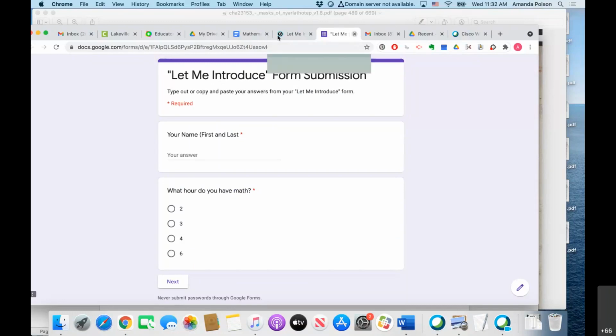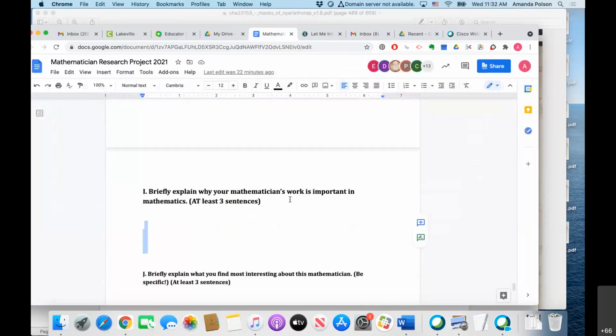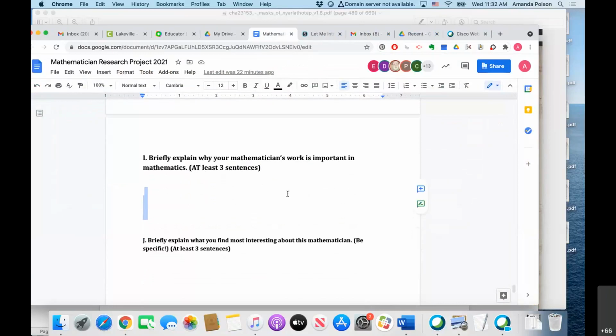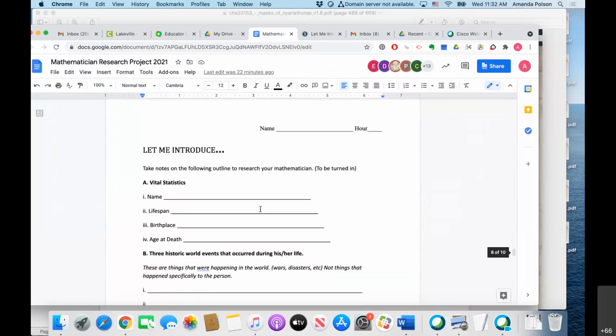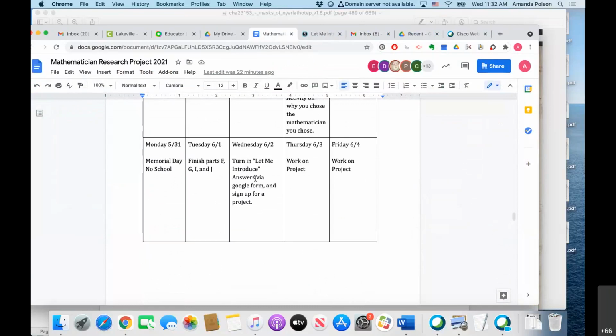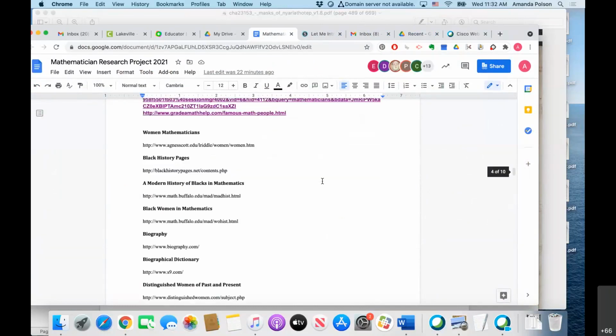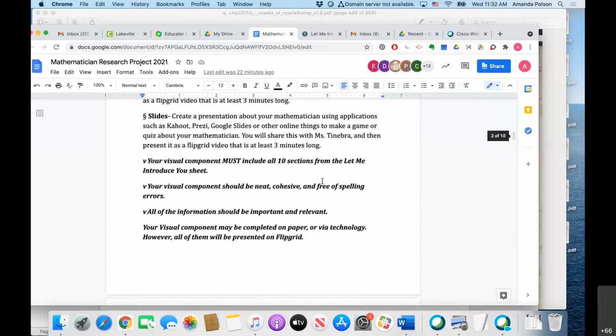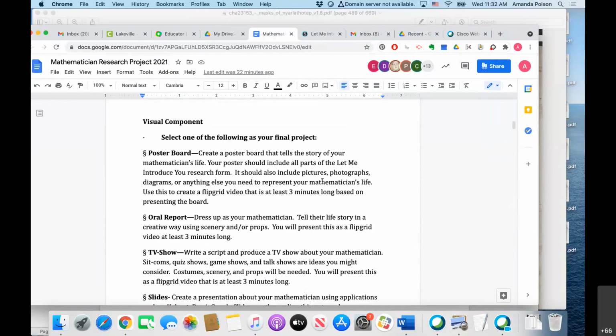Okay, so after you do that, that's due by Wednesday next week. After that, you're going to start working on your project. You have some options, and that's up here. You can create a poster, which would be creating a poster at your house, including all of the parts of your research form.